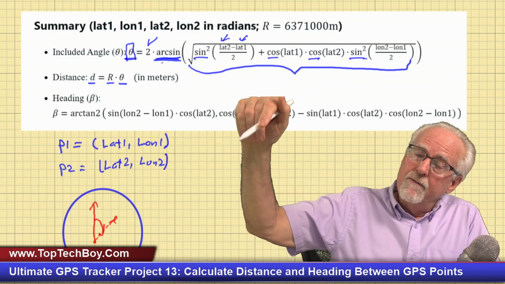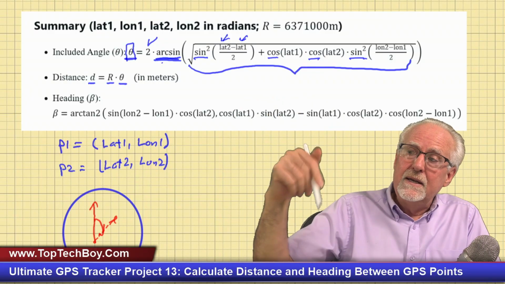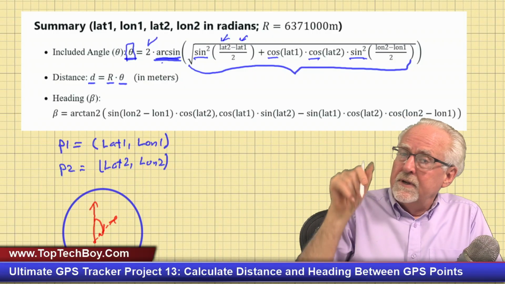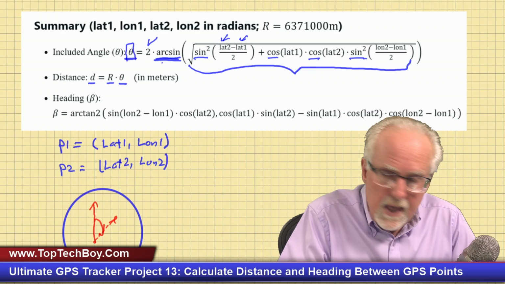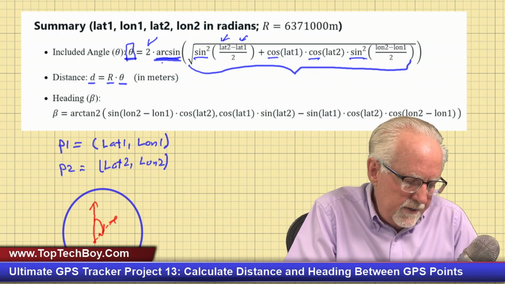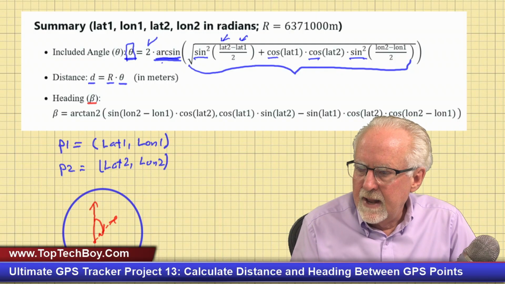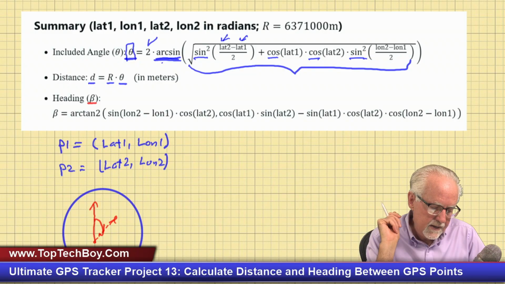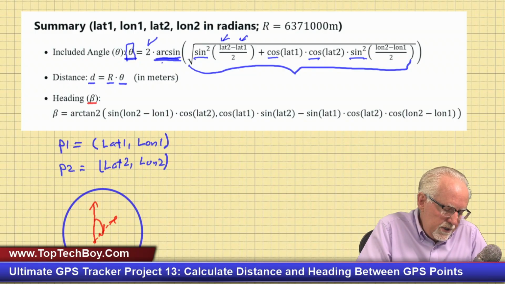Now we know how far away it is, but now we need to know what direction we would walk or drive to get from point 1 to point 2. And what that is, my friend, is the heading, okay? I better get out of your way. And similarly, you can see that the heading is very easy, and we just use the arctan2 function.